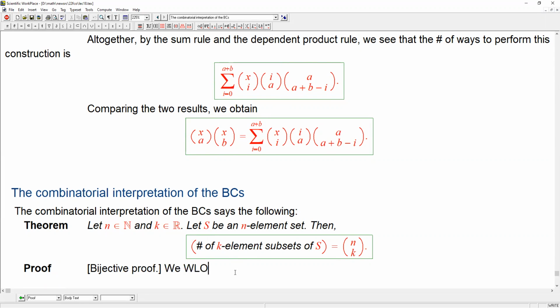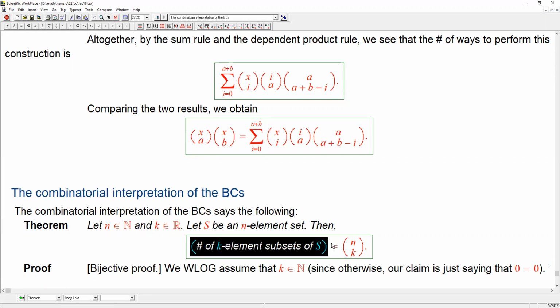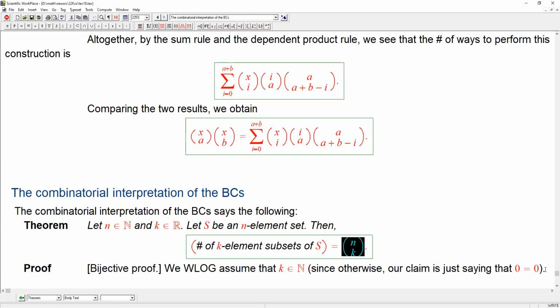First of all, without loss of generality, we assume that k is a non-negative integer, since otherwise our claim is just saying that 0 equals 0. In that case, there are no such subsets, and this is 0 as well. So that's not a very interesting case.